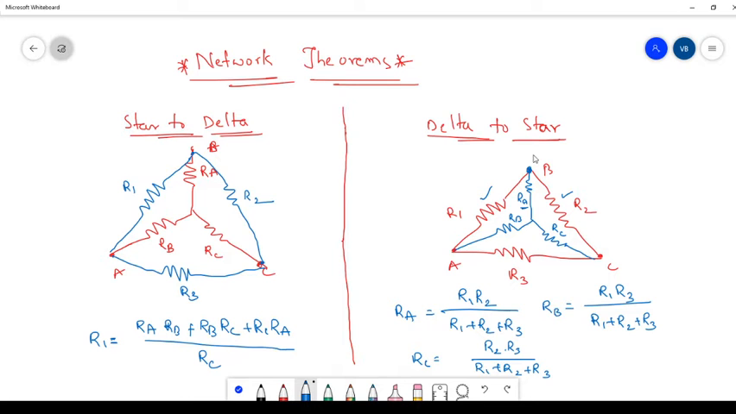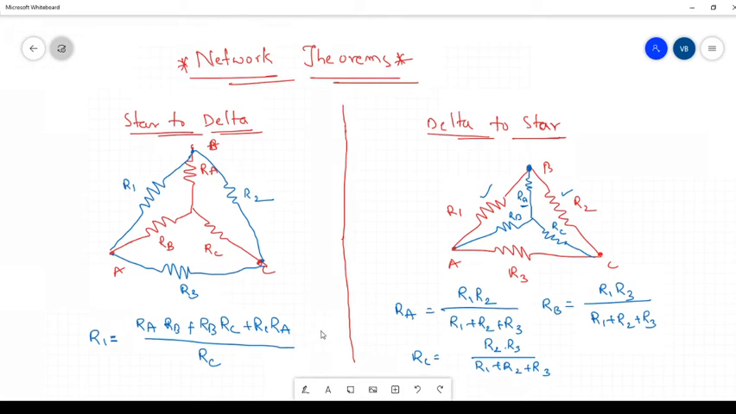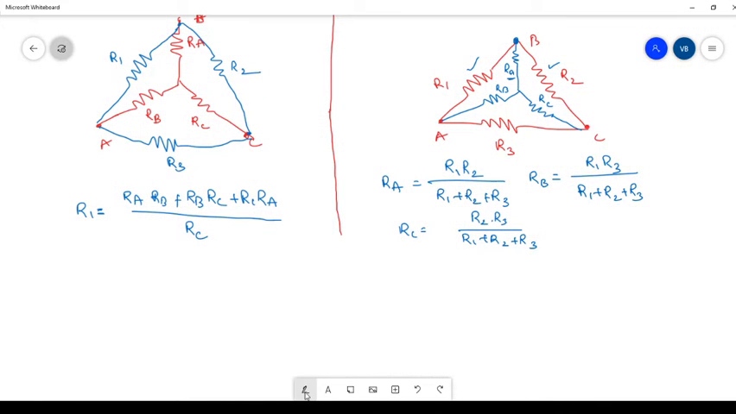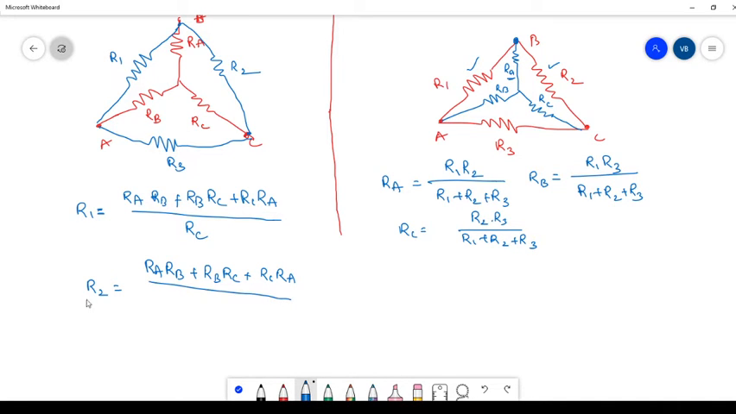In the delta to star combination, the denominator values are the same. Next, we will write the R2 value. What is the R2 value? The numerator is the same, that is RaRb plus RbRc plus RcRa, divided by the resistor which is not included in the calculation of R2. In the calculation of R2, Ra and Rc are included. Rb is excluded here, so that Rb value we are going to put in the denominator.